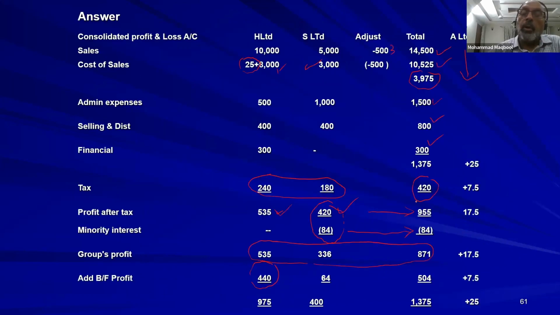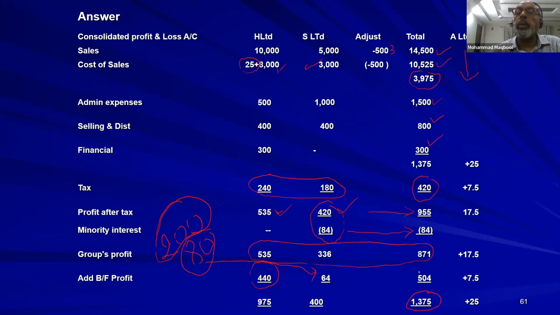Now, I told you there's 200 and there was 80 in the brought forward. This 200 will go in the working of the goodwill because it is part of the net assets at the date of acquisition. The 80 was after that, so my share in this is 80%. The group share is 80%, and this comes here. Now the rest is just cross-casting, nothing else. You can see your group profit is this.